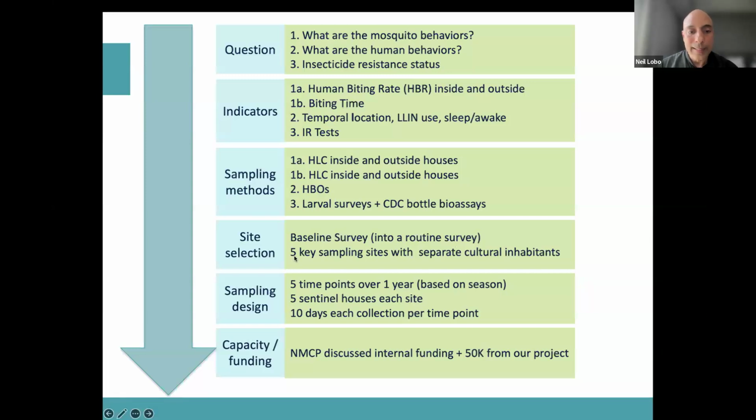We wanted to ideally have 5 key sampling sites, and each site may have separate cultural inhabitants because we knew human behaviors differed by culture, by the local inhabitants. We wanted to do 5 sites.